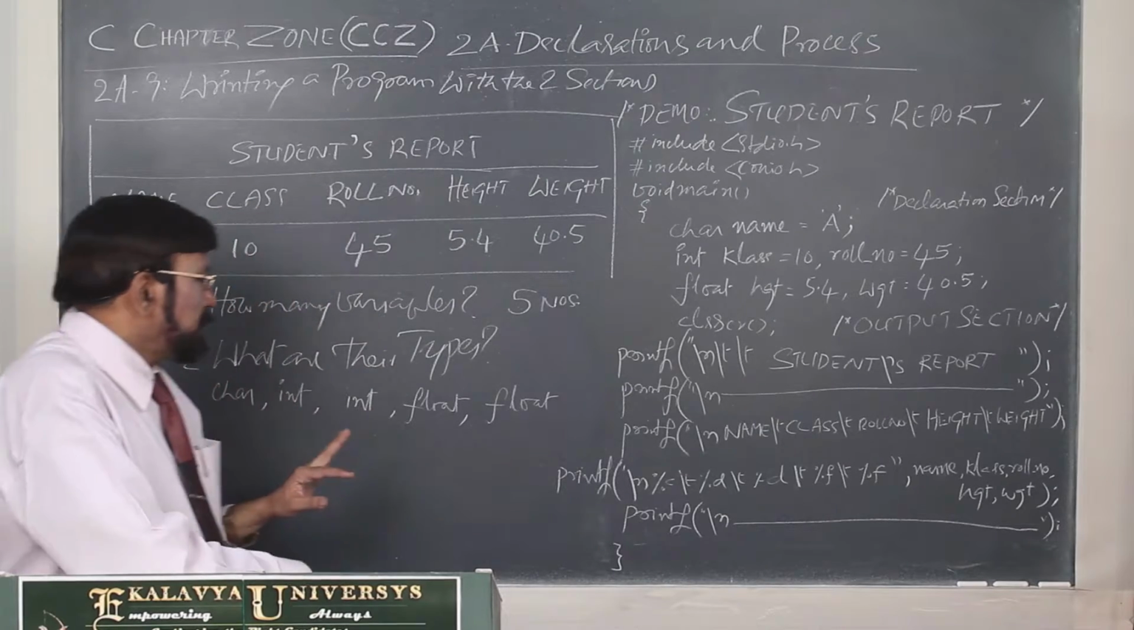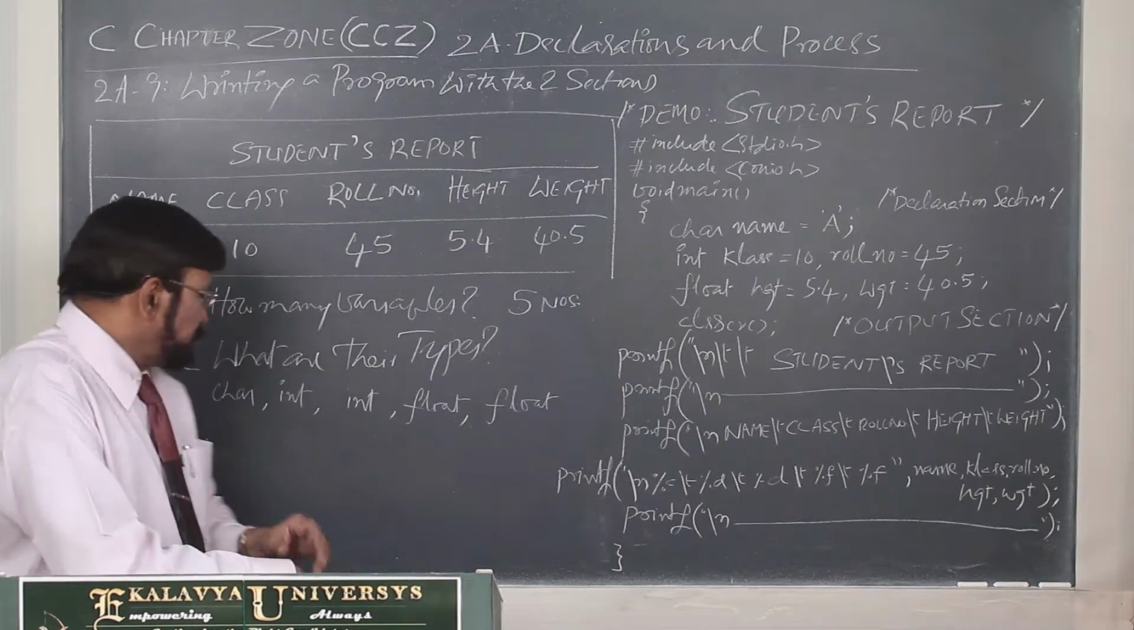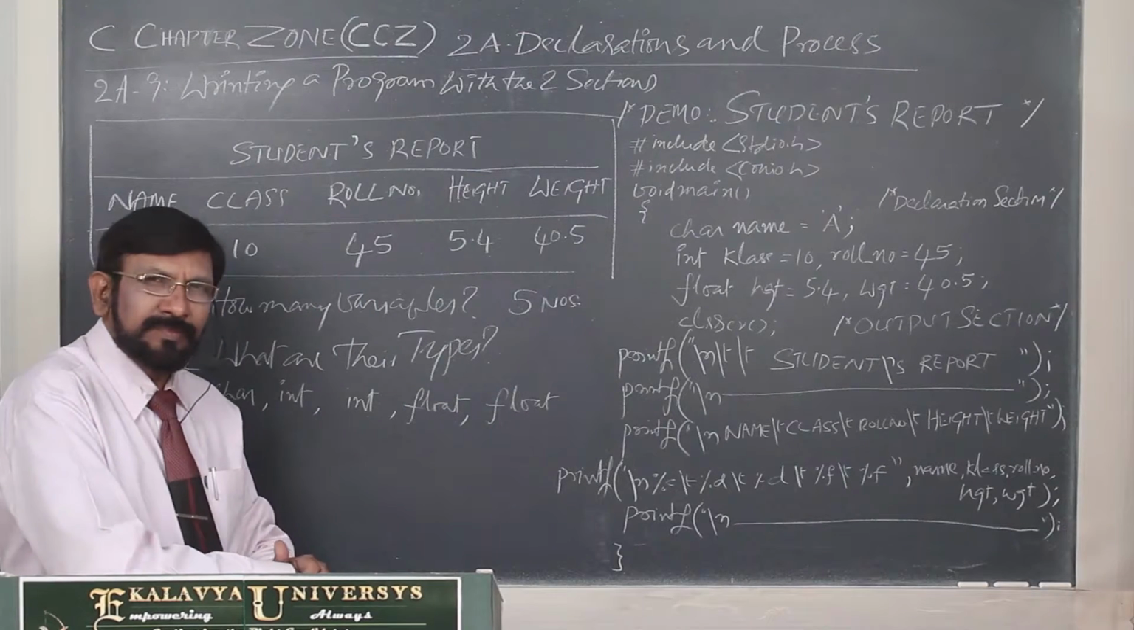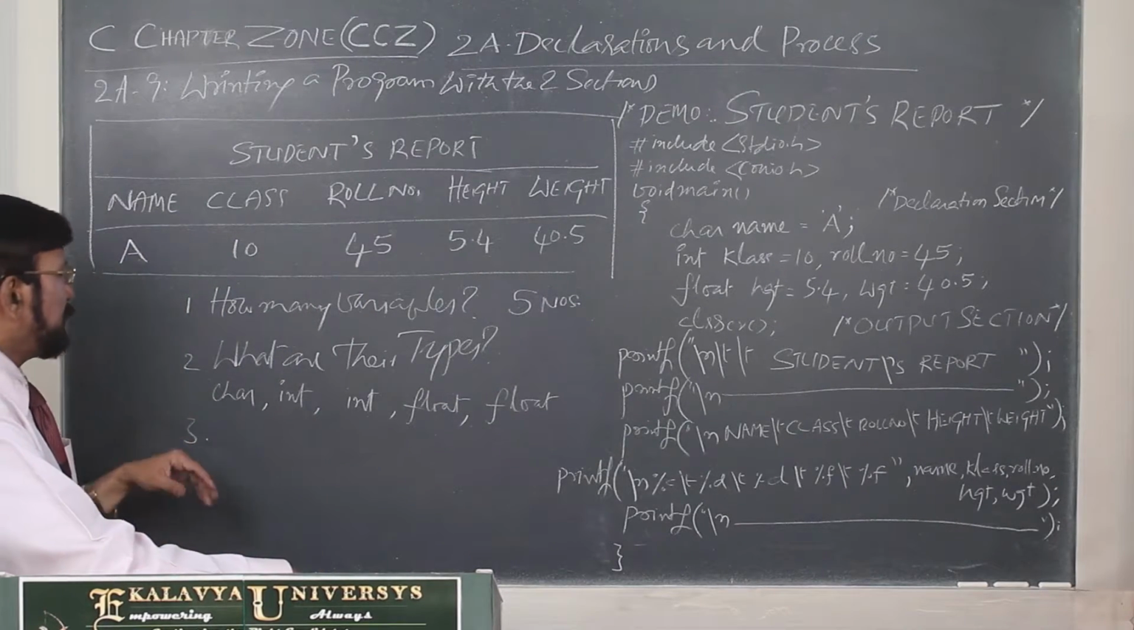Okay. So what are the appropriate types for 5 variables? Char, int, float respectively. Next, what are the names?